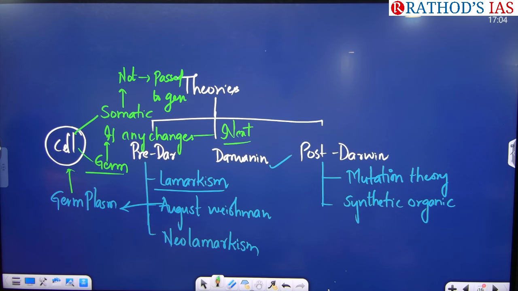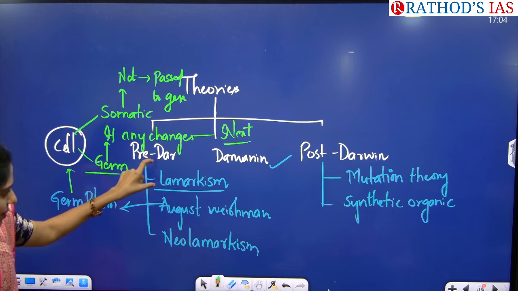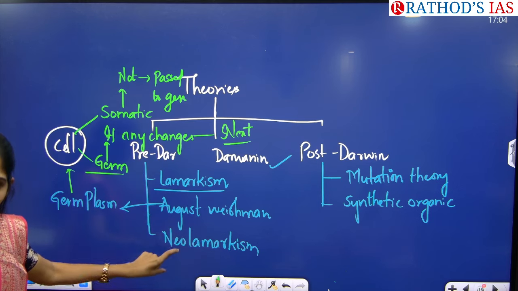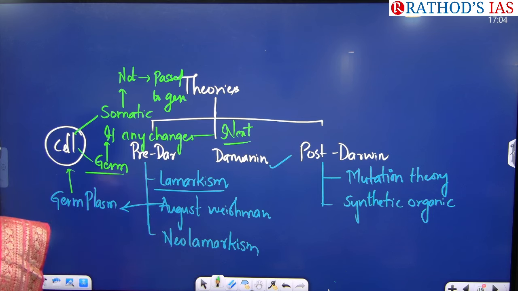Opposite? Neo means what? Neo, new. So something he said, Lamarck, to that, he adds something new. That is called neo-Lamarckism. So what did Lamarck say? Any idea? Think. Inheritance of acquired characters. Have you heard about this?